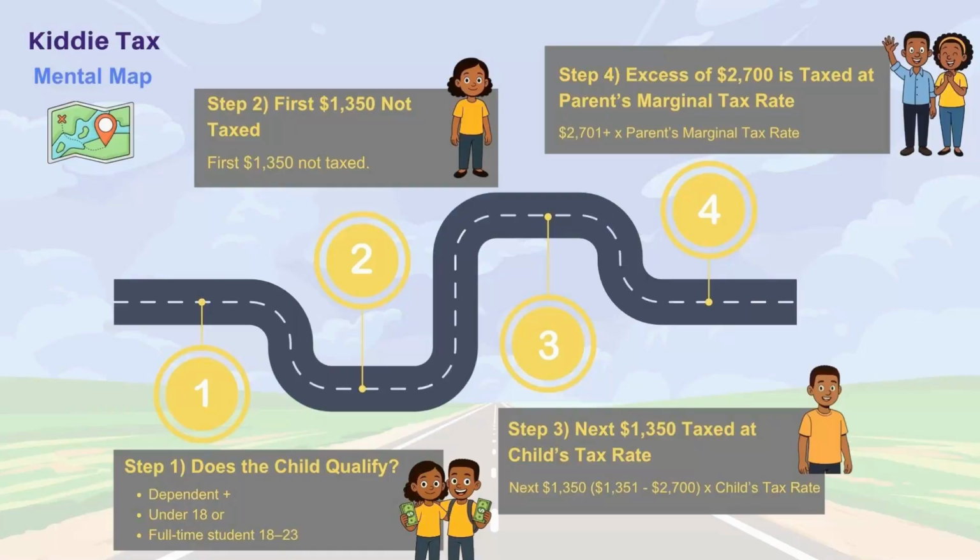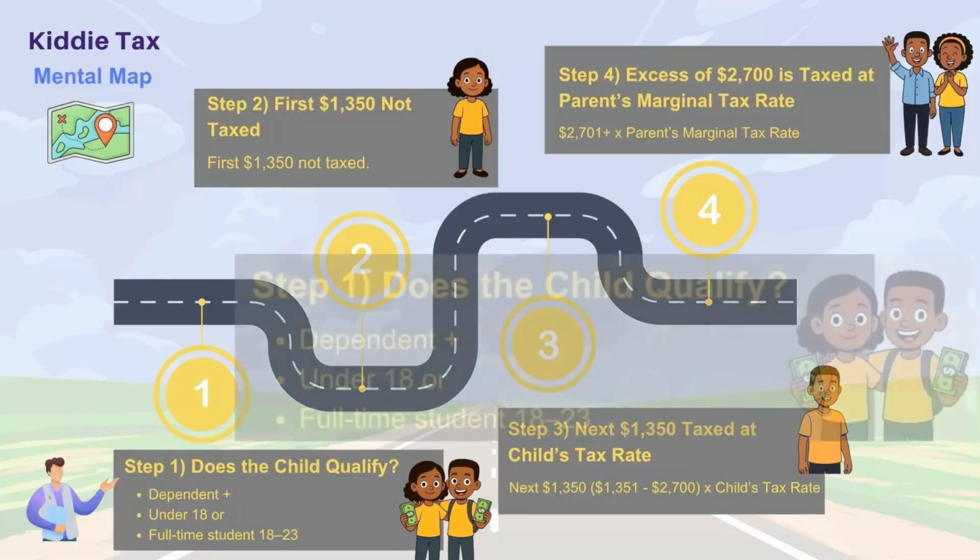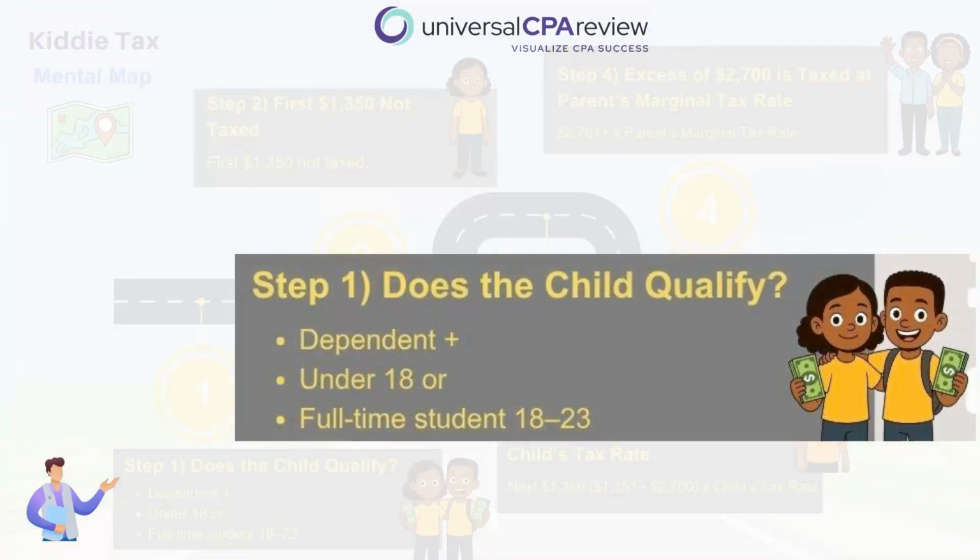So taking a look at our Kiddie Tax mental map. Step 1, we want to first ask ourselves, does the child qualify? So we're first determining if Kiddie Tax even applies. The rule here is that the child must be dependent and either under age 18 or a full-time student age 18 to 23 who does not provide more than half of their own support. If they meet this, then Kiddie Tax rules will apply.